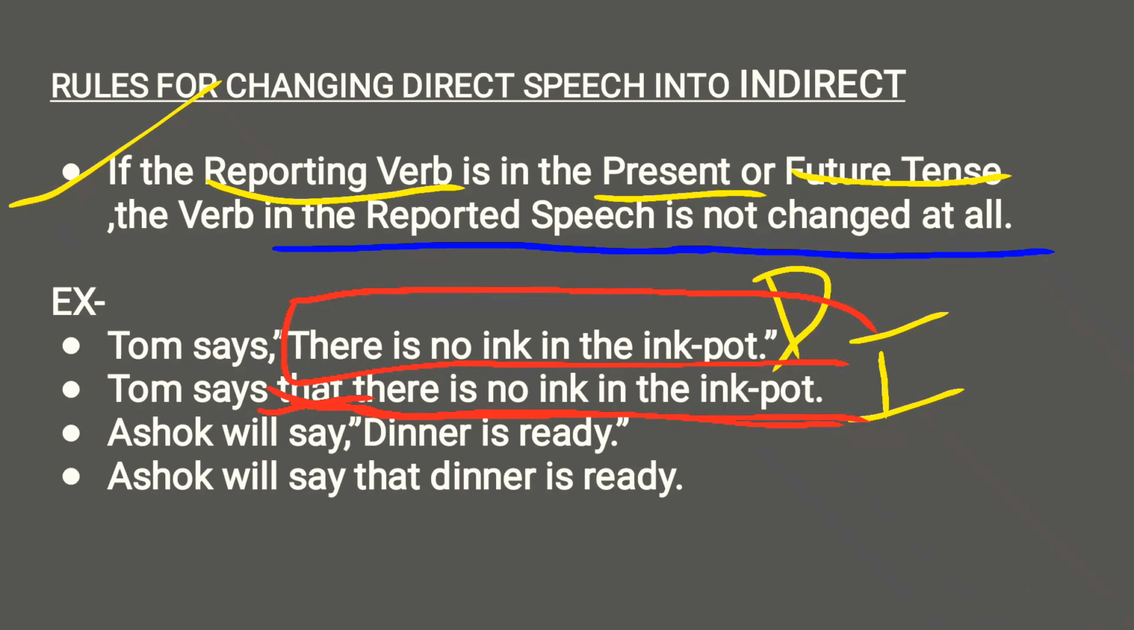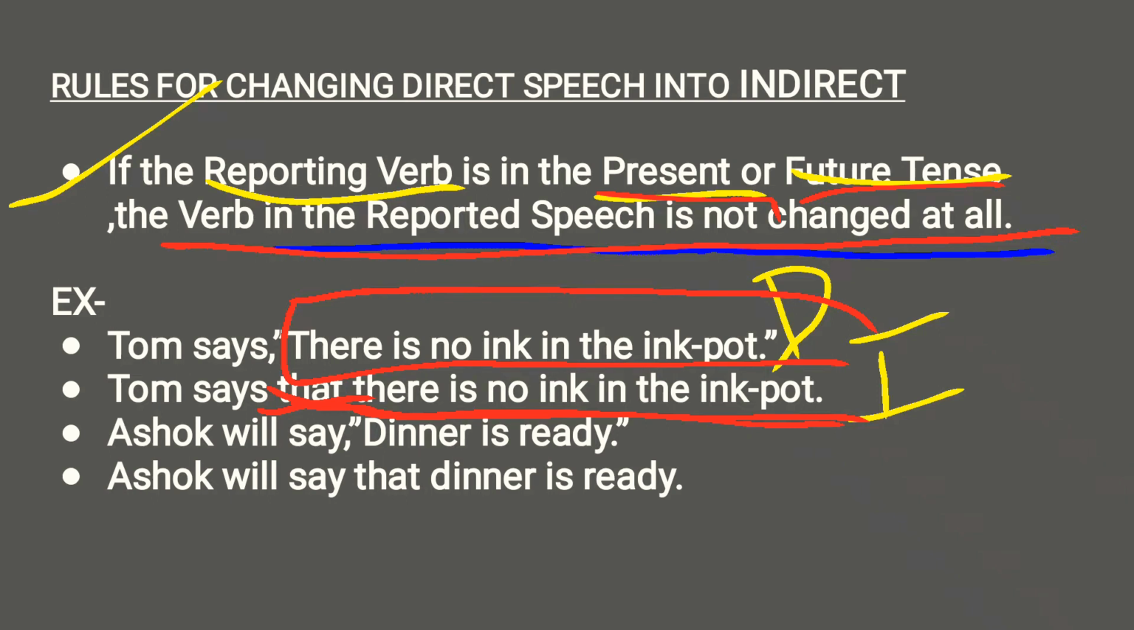So this is the first rule, where we have come to know that if the reporting verb is in present tense or future tense, then the verb in the reported speech is not changed at all. Here the verb will not change. See, is remains the same. So we are writing the exact reported speech in the indirect speech too. I hope this is clear.